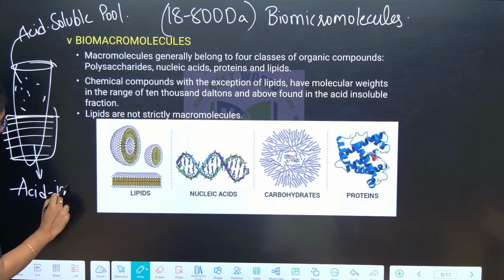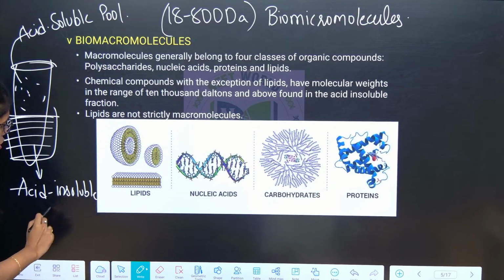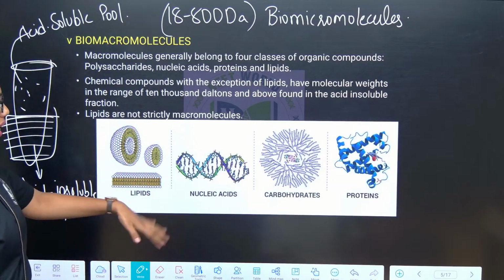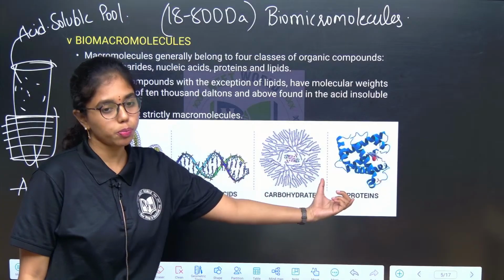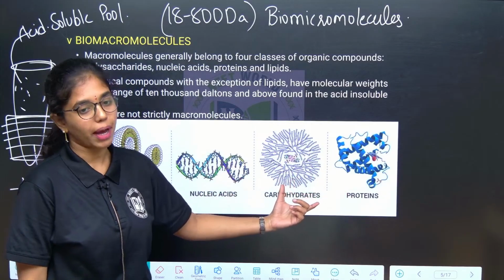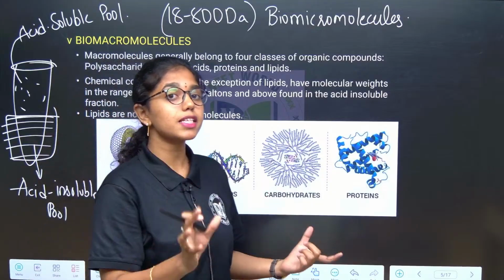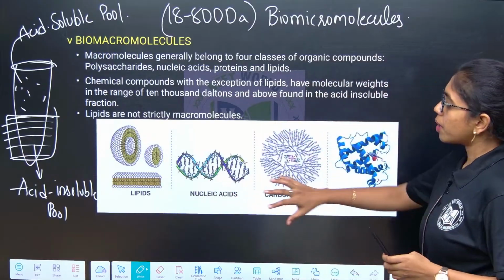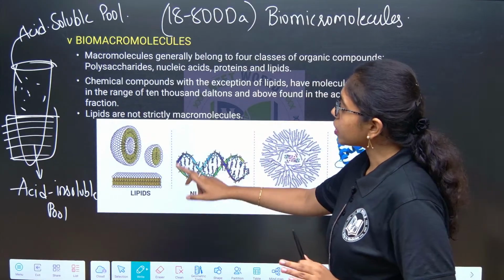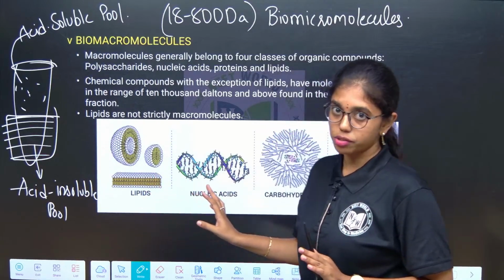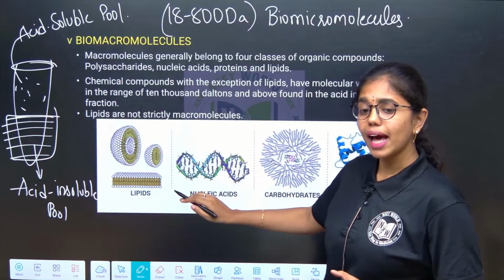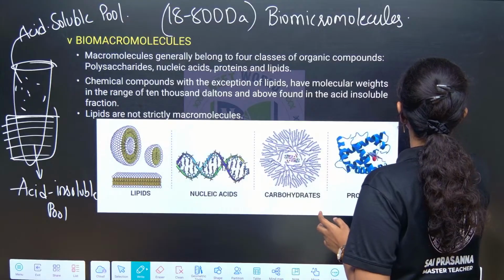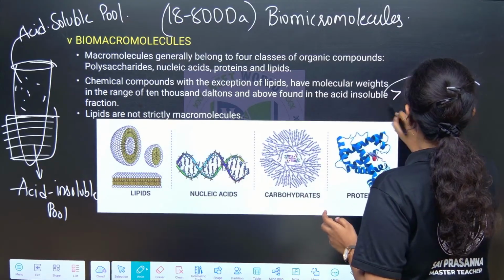This acid insoluble pool will have all the biomacromolecules. Biomacromolecules include lipids, nucleic acids, carbohydrates and proteins. Each day we will exercise one biomacromolecule. Definitely from these biomacromolecules you will get one question in your final NEET examination. Now, from all these biomacromolecules, lipids are not true biomacromolecules, because their molecular weight is less than 800 Daltons itself.